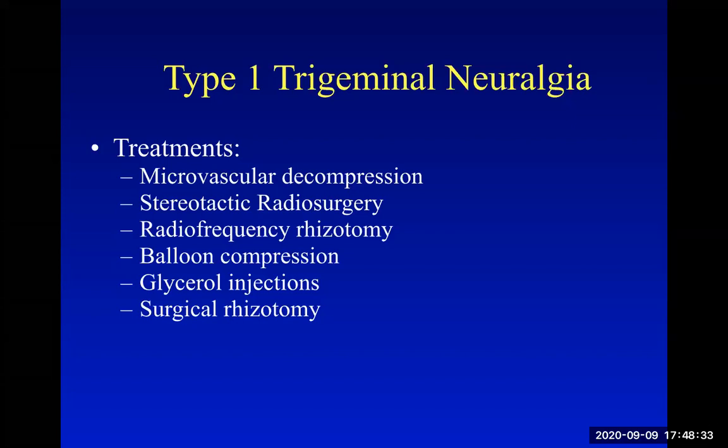I'm going to talk first about microvascular decompression. This is a surgical procedure where you move the blood vessel off of the nerve. As I mentioned, that is the primary cause in type 1 trigeminal neuralgia. It is the treatment that has the best chance of achieving long-term permanent relief of symptoms if you do have type 1 trigeminal neuralgia. And that is because you're actually dealing with the root cause of the problem.